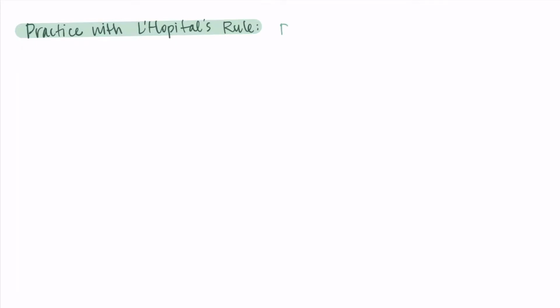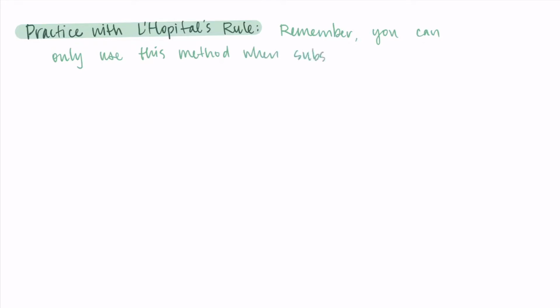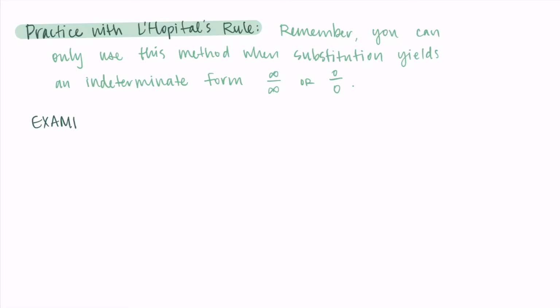So remember, the way the rule is set up is that you can use L'Hopital's rule anytime you have an indeterminate form, and the two I like to focus on are 0 over 0 or infinity over infinity. If you have one of these cases that arises when you are doing substitution, you end up with infinity over infinity or 0 over 0, then in order to get an answer to the limit, you can use L'Hopital's rule by taking the derivative of the numerator and dividing it by the derivative of the denominator, and then evaluating the limit that way. So let's try an example where this happens.